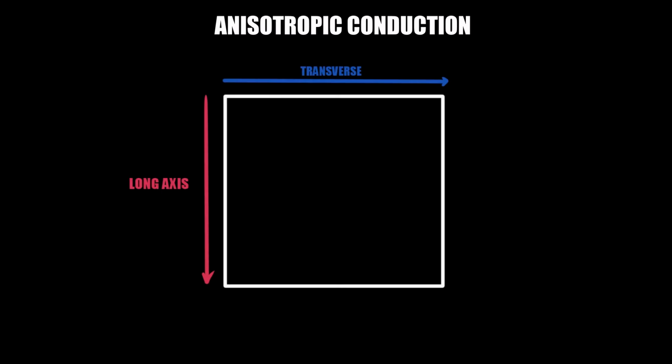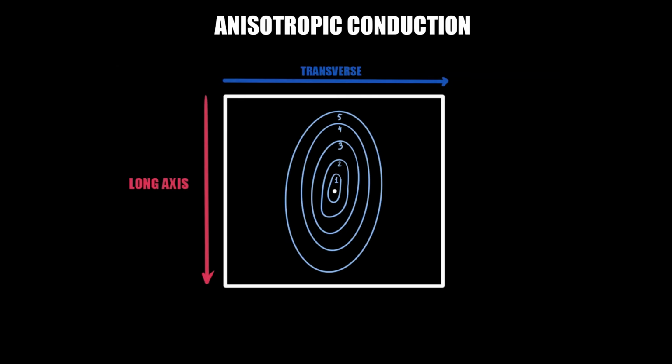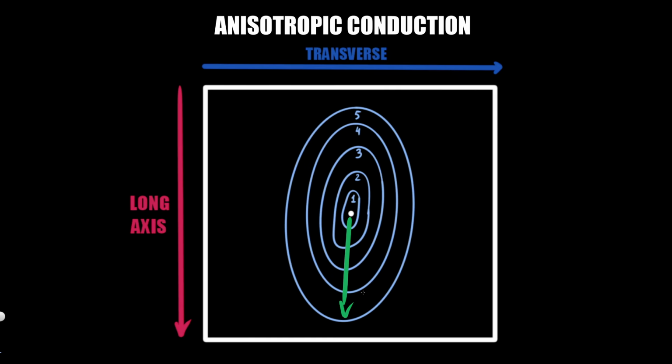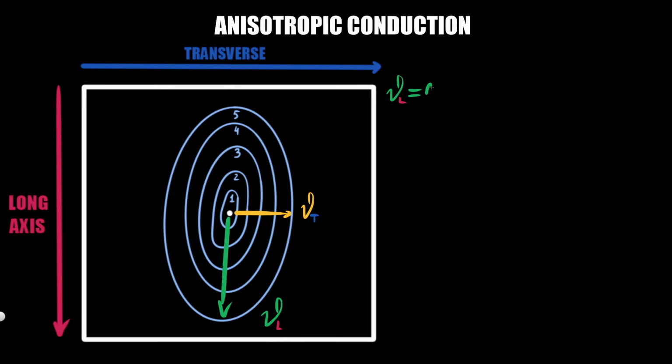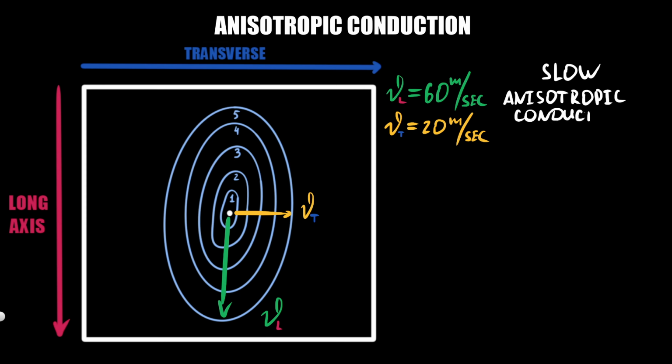Look at the spreading of the impulse in both longitudinal and transversal directions in time frames from first to fifth. As a result, you see that conduction speed in the longitudinal direction is greater than conduction speed in the transversal direction. This phenomenon is called anisotropic conduction.